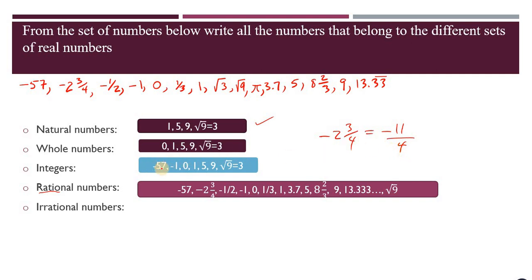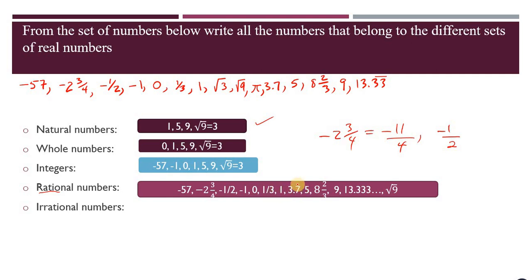Remember, integers are negative and positive whole numbers. Negative a half, we can write it as negative 1 over 2. And so we can clearly see we have an integer in the numerator and an integer in the denominator. Negative 1, 0, 1/3. 1 in the numerator is an integer, and 3 in the denominator, that's an integer.